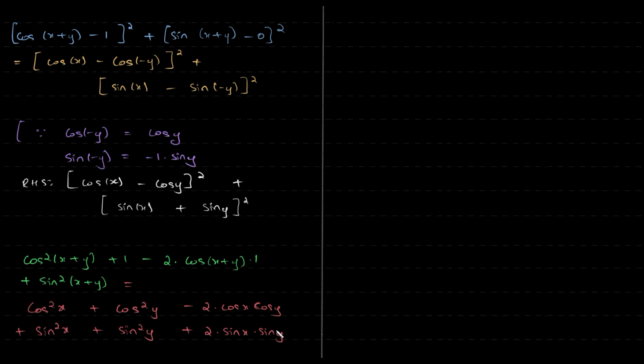Okay, and now we have to use the following formula: sine square of theta plus cos square of theta will be equal to 1, is it not? So sine square of (x plus y) plus cos square of (x plus y) is equal to 1, while we have cos square x plus sine square x equal to 1, and then we have cos square y and sine square y. Yeah, these two will add up to 1.